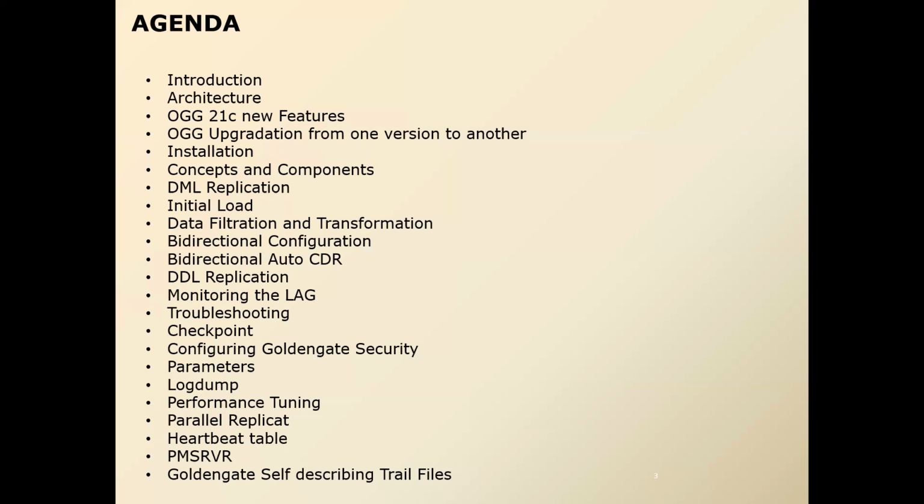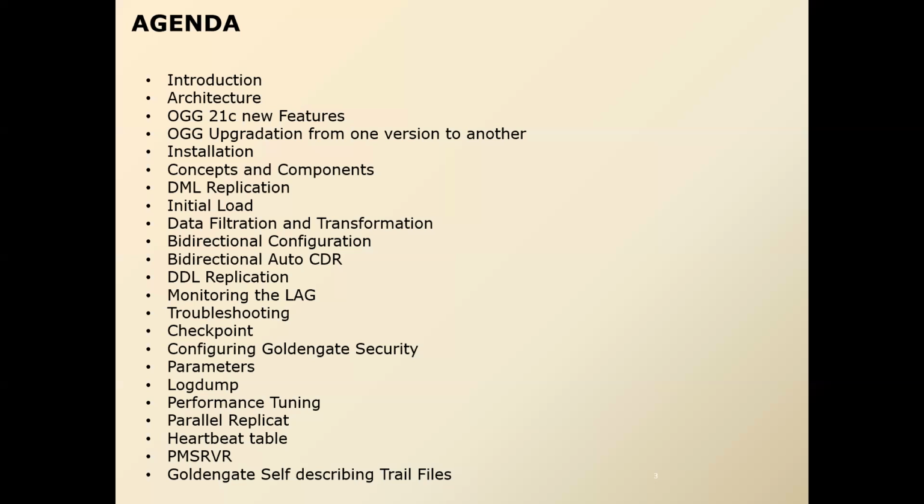Initial load means loading the data initially. At the database level, you have export import, RMAN backup restore. Apart from that, you also have the concept called initial load in Golden Gate. It is a method of loading the data initially, and you can perform that using Oracle Golden Gate as well. So what export import can do, initial load can also do. But what is the difference between Golden Gate initial load and database export import or RMAN backup restore? We'll discuss that during the session when we discuss initial load.